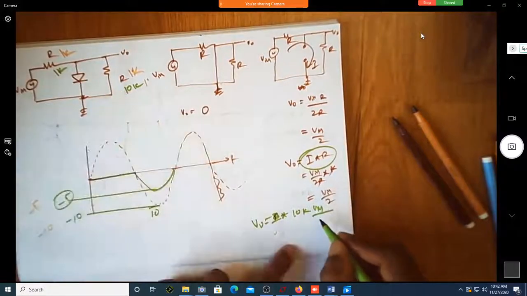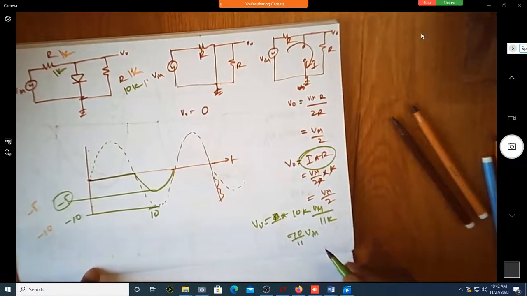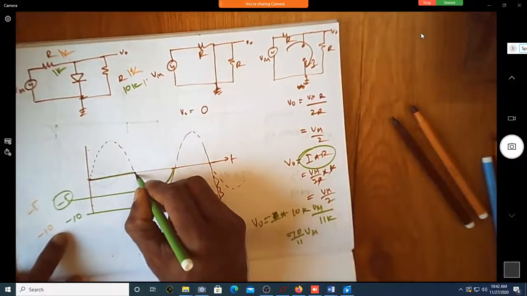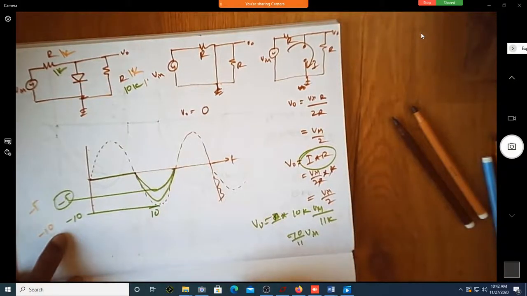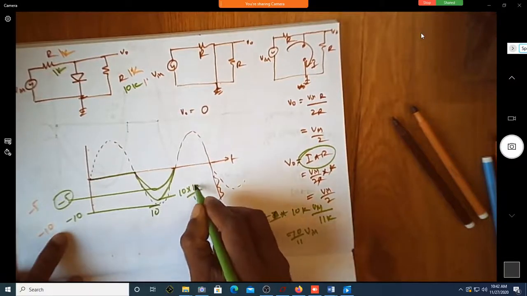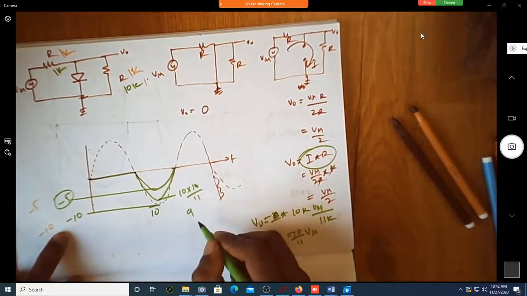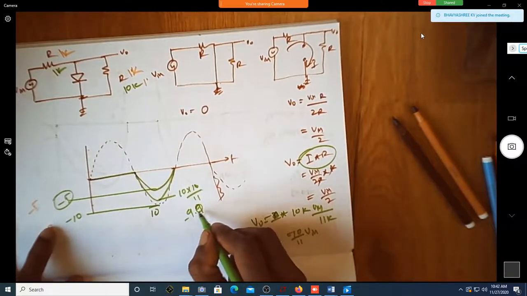What is this plus this? 11. Yes, sir. Is it 10 by 11 times V in? Yes, sir. So it will be almost going in with your input waveform. So what will be this? It is 10 into 10 by 11 point, that will be the amplitude. How much is that? 9 point 0.9. Minus 9 point something 9 volt.